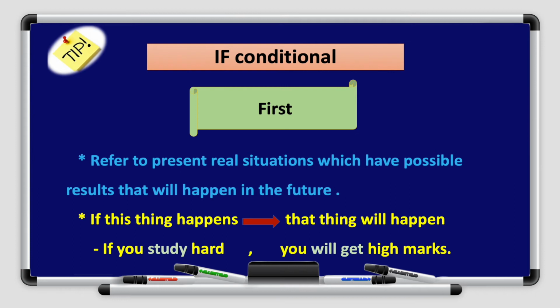Starting with the first type, it refers to present real situations which have possible results that will happen in the future. What do I mean? I mean, if this thing happens, that thing will happen also. If you study hard, you will get high marks.